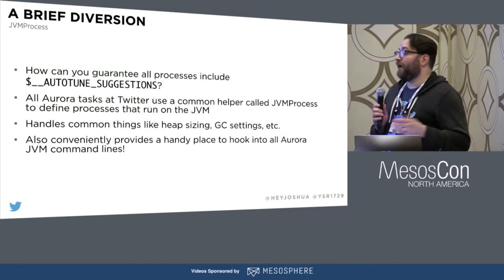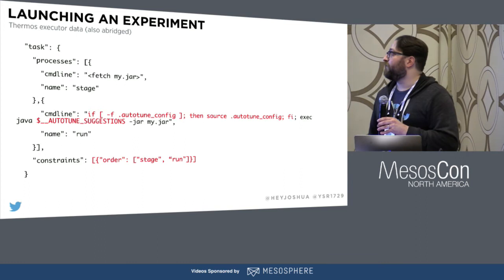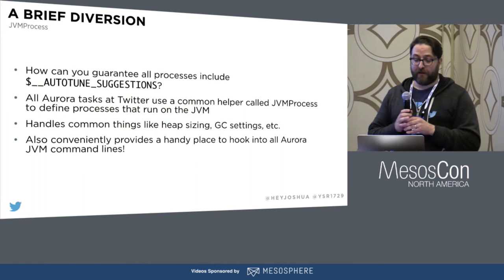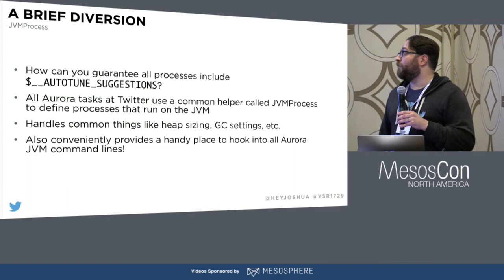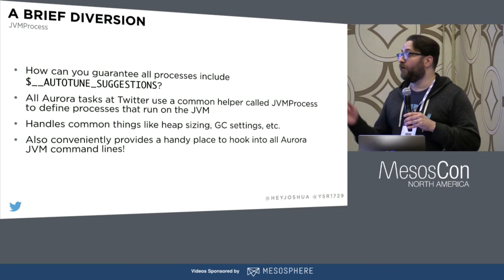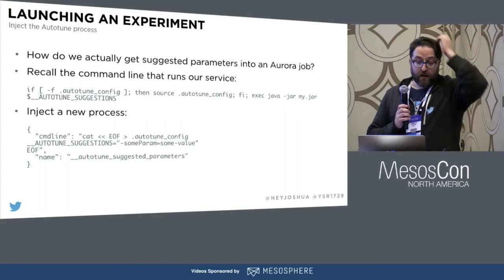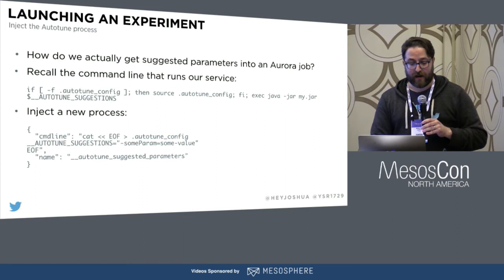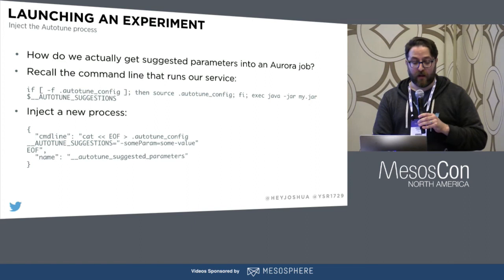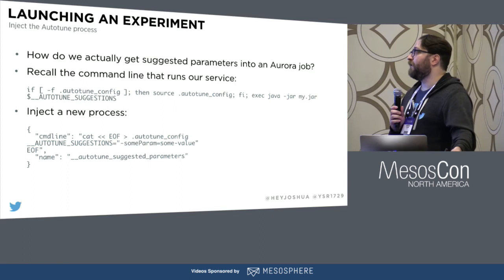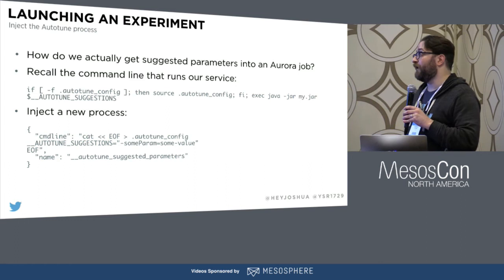You might be asking, if we look back here, you can see in the command line there's a little bit of auto-tune specific stuff here. So you might be asking yourself, how can we guarantee that that's all in there? For the sake of time, we have a helper built into our Aurora install at Twitter that all JVM processes run through, which gives us a convenient point to hook into to add those necessary flags. If you'll recall from that command line, we're looking for this auto-tune config file, and effectively what we do in the auto-tune service is inject a new process that generates this file for us, which effectively exports a bash variable that contains all of those command line flags that we want to pass to the experimental instance.